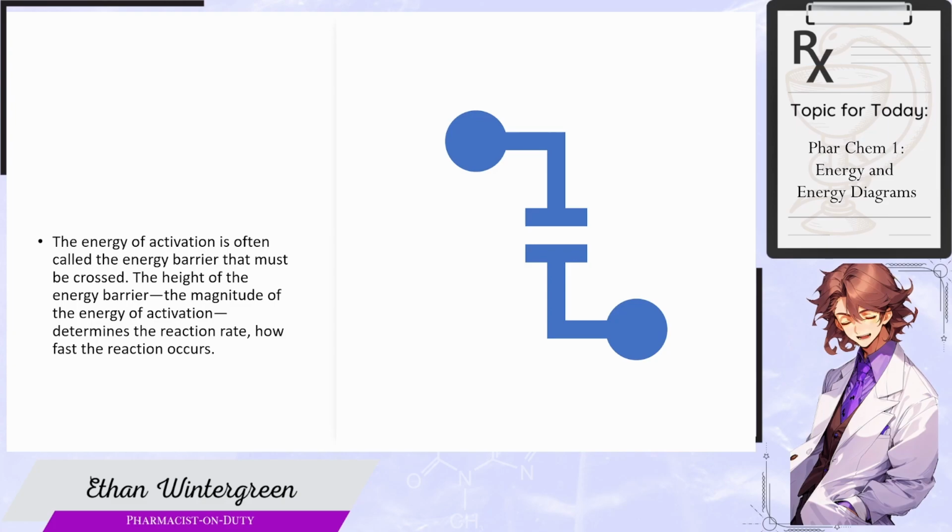The height of the energy barrier, or the magnitude of the energy of activation, determines the reaction rate, how fast the reaction occurs. So please take note of this. As energy of activation increases, meaning if you have a steeper curve, the slower the reaction is. And if you have a lower activation energy, meaning you have a low EA, the faster the reaction would take place. This would have an effect later in our catalyst. So just take note: high EA, low reaction rate; low EA, fast reaction rate.